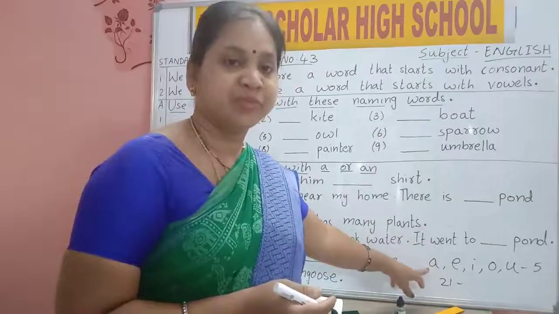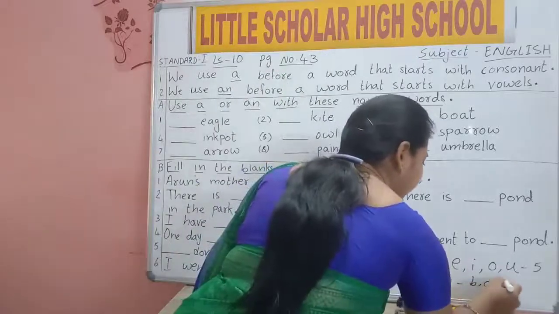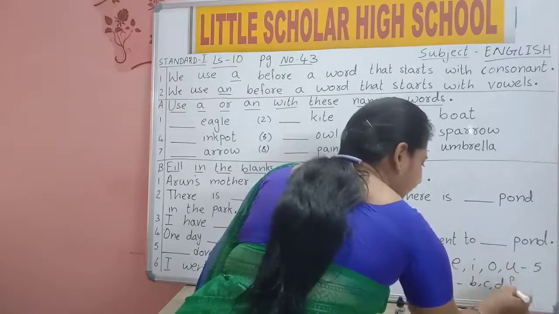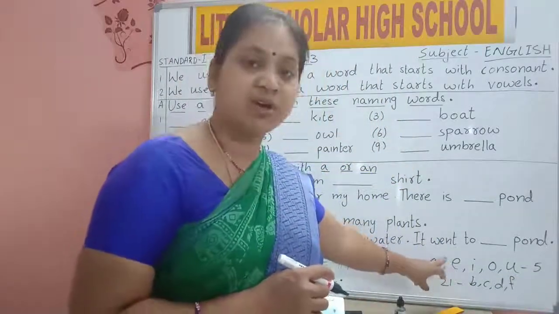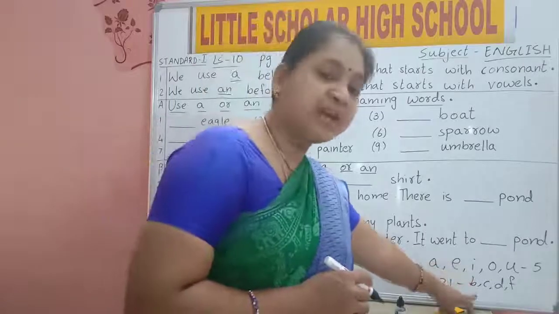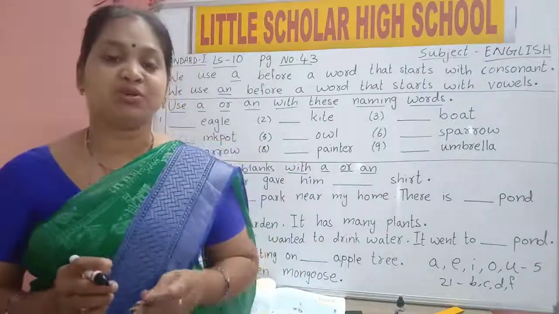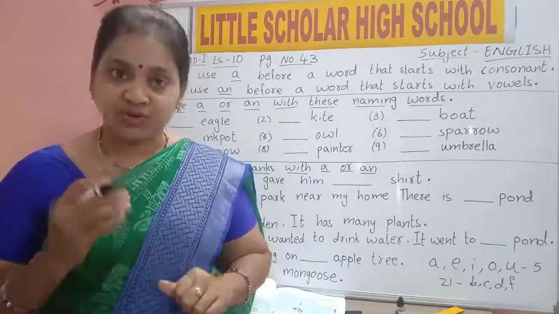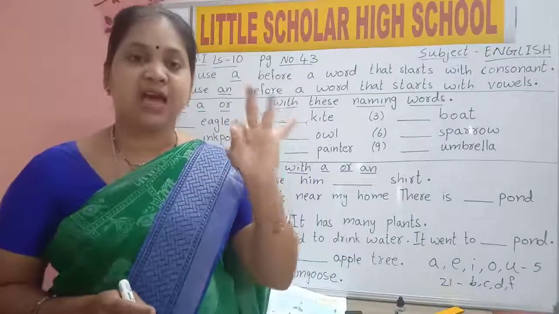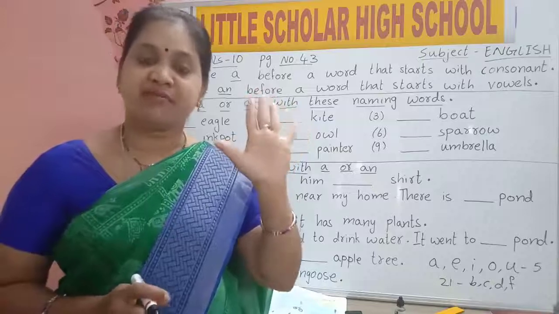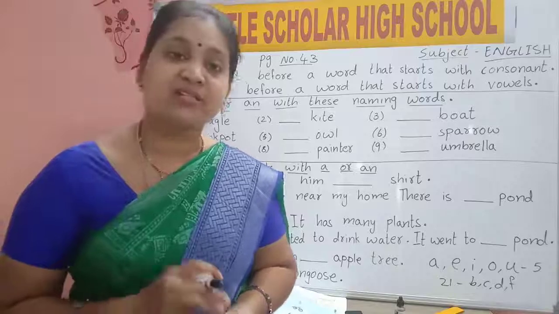Now A is in the vowels. Is B there? No. B, C, D, no. E is there. F is not there. So like this, whichever letters are not in the vowels, the remaining ones are known as consonants. In the English alphabet we have 26 letters. Out of these 26, 5 are vowels: A, E, I, O, U. All the remaining letters are known as consonants.